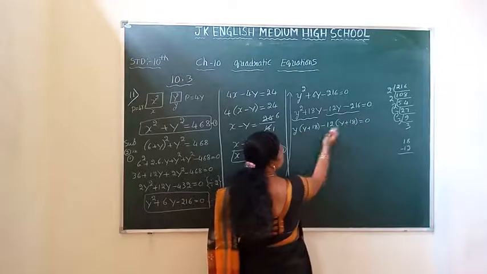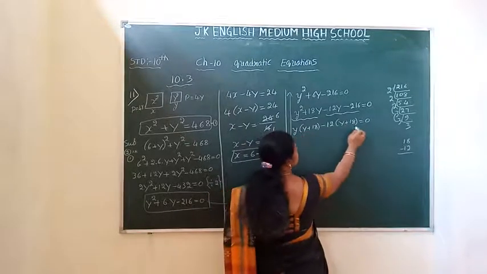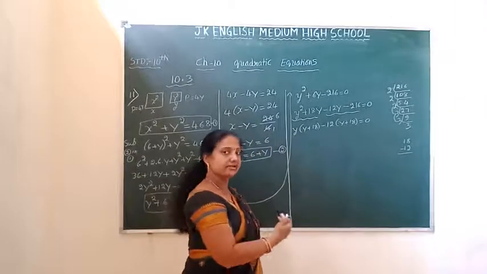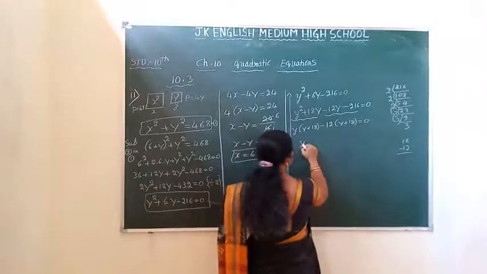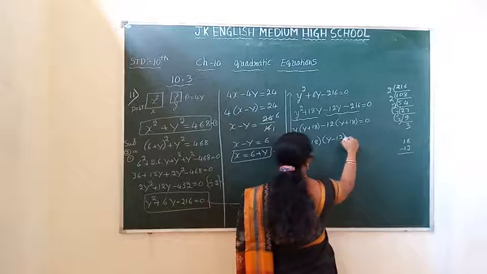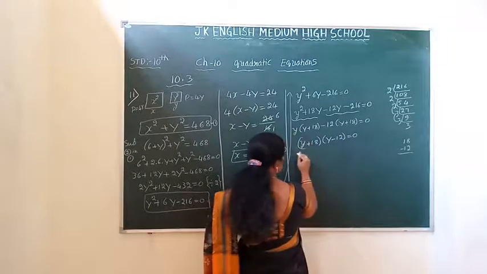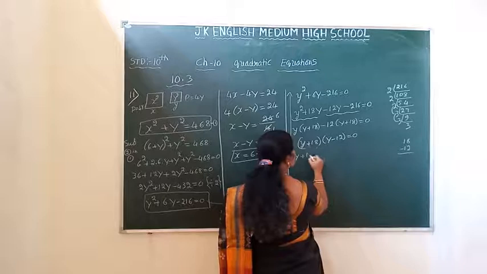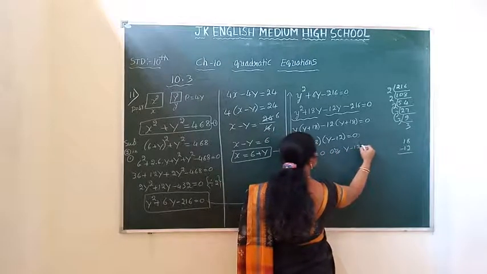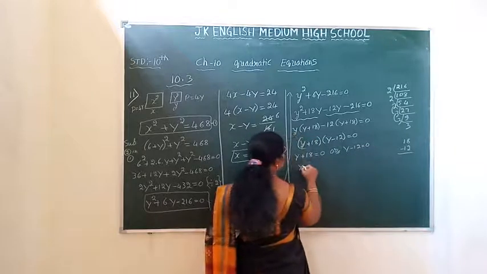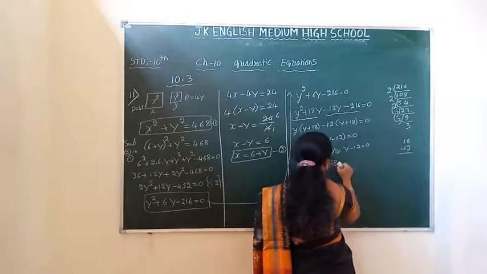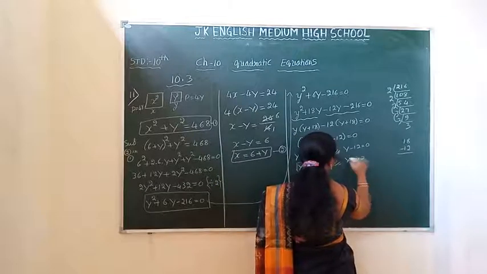So now in these two terms, once again, this is one term and this is one term. Here also y plus 18 is there, there also y plus 18 is there, I can take it as common. So y plus 18 into y minus 12, this is equal to 0. So both equalize to 0, y plus 18 is equal to 0, or y minus 12 is equal to 0. Y is equal to minus 18, or y is equal to 12.